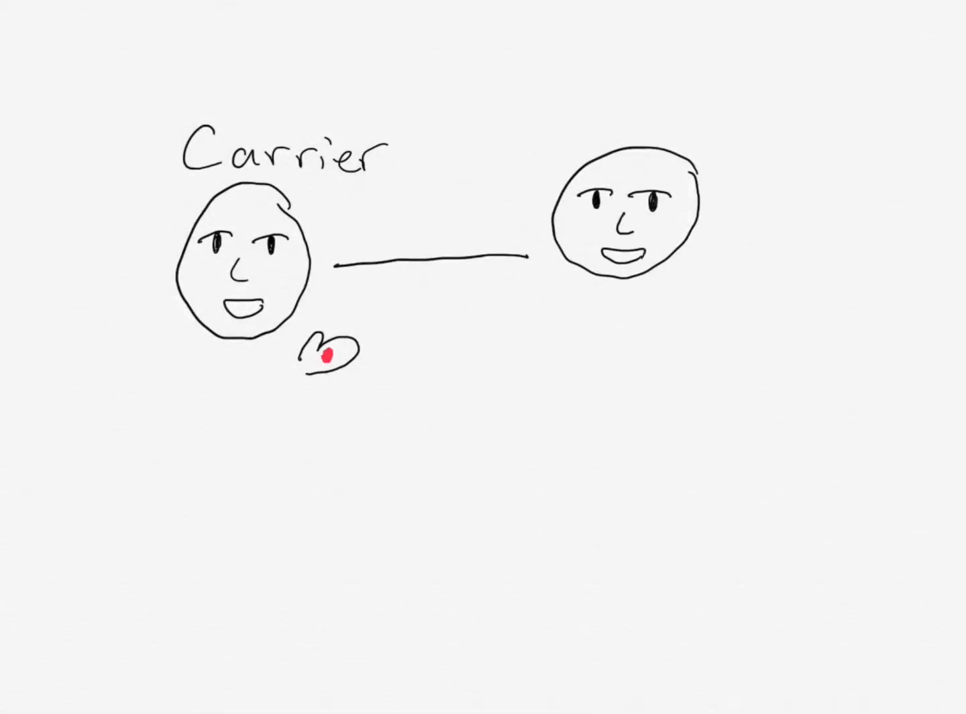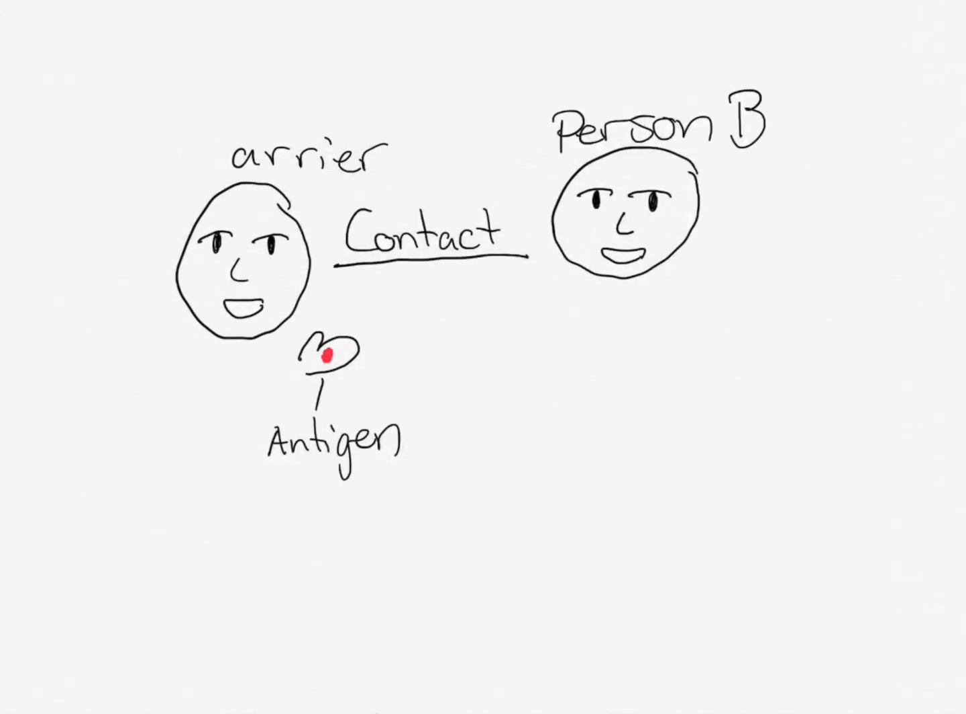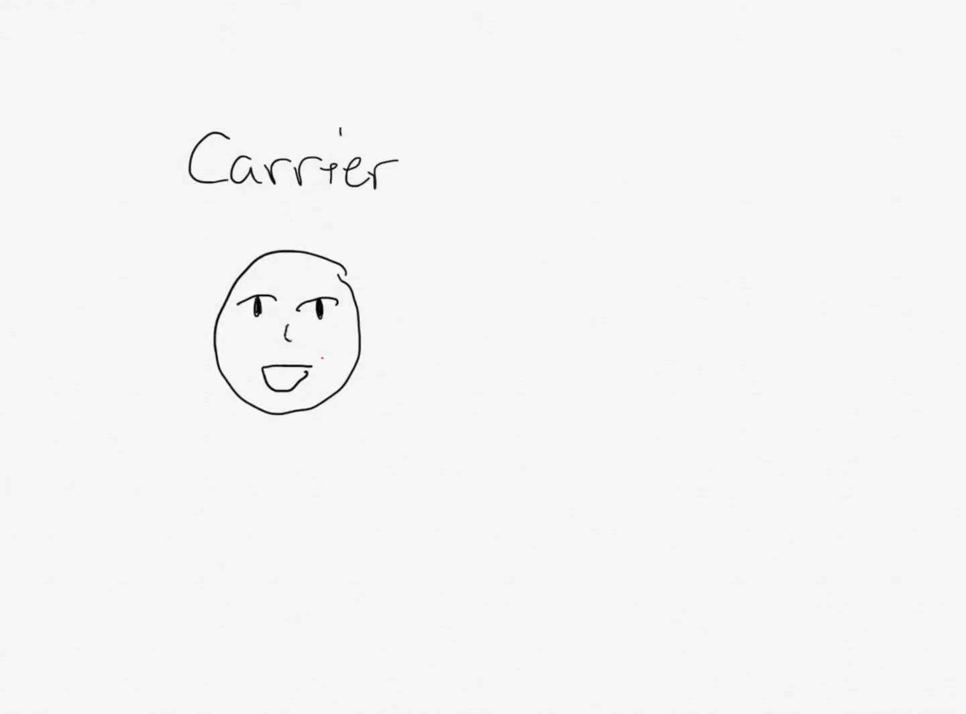Two, you can be a carrier. There are some diseases where people contract the disease but don't show any symptoms, but they will still spread it to others who will show symptoms. That person was a carrier, and while they still have the disease, they just won't show it.